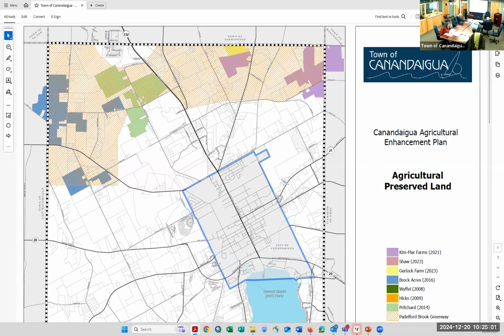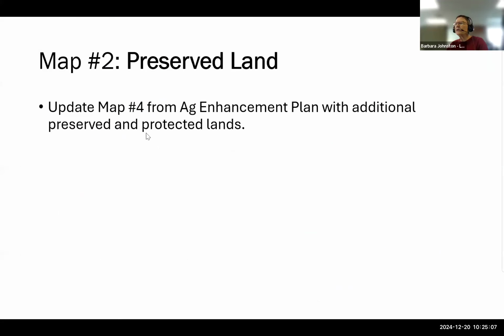What map number is this, Barb? I don't think we have it. We do. It's in the agricultural enhancement plan. It's map number 4 from the Ag Enhancement Plan. It's not the NRI. This one is from the comp plan, which is the same. Eric had kind of remade the maps, but it's the same idea, kind of interpreting it.